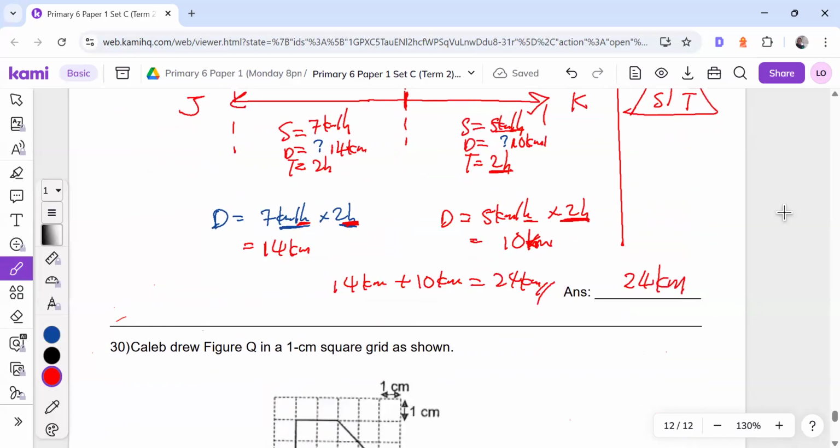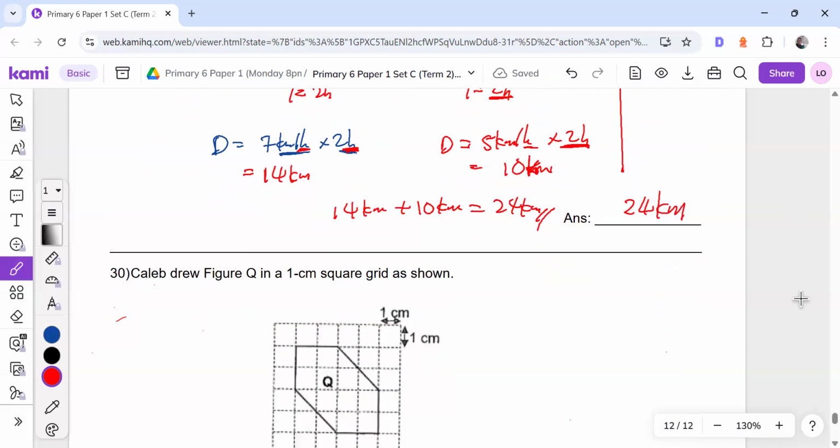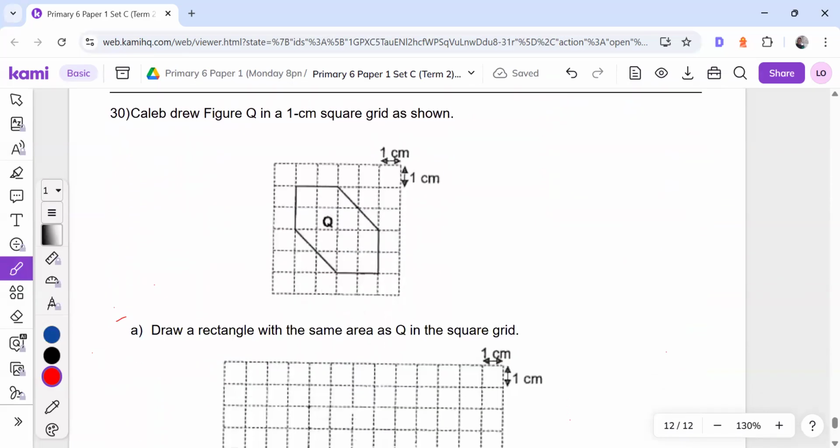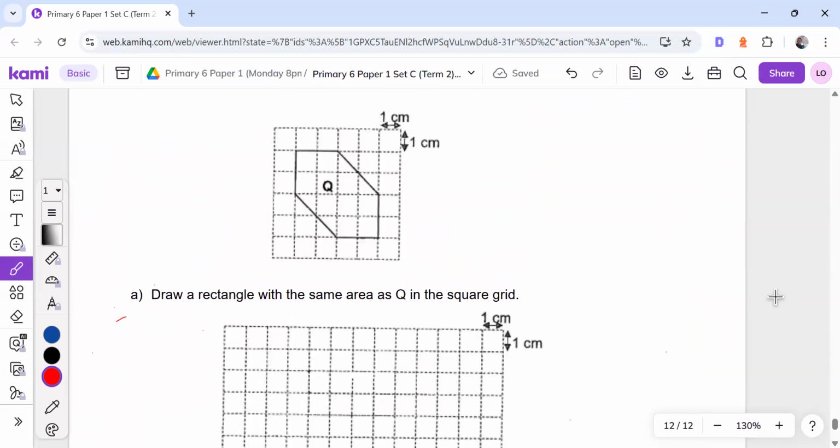Okay, let's go to question 30. Last question already. Oh, it's 9 o'clock already. Last question. Okay, now, how do you draw a rectangle with the same area as Q? You look at this diagram, and how do you find area? You have to count how many squares. The figure is made of how many squares? Very simple. Break up. This is quite easy.